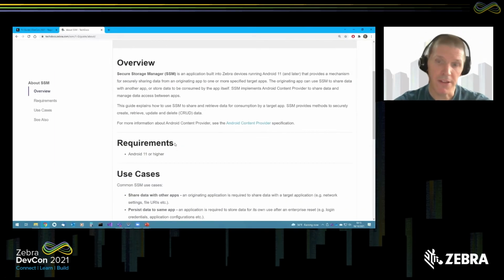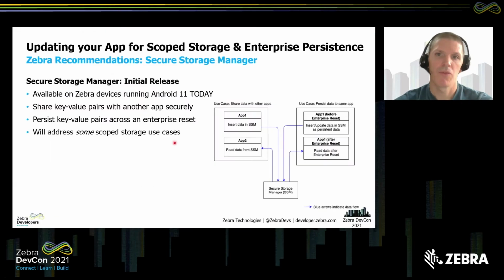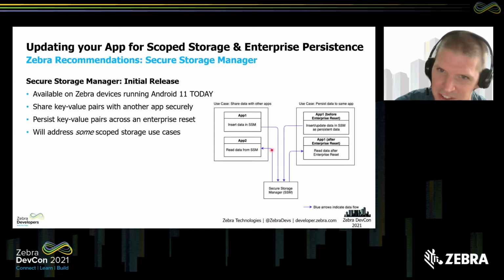What it is, is a method for storing and sharing name value pairs, key value pairs, and they can also be persisted across an enterprise reset. So this diagram I took from one of the engineering slides here, but you can imagine you have two applications, and I'm going to share data from one app to the other. It is just string data. It's not like a file that I can share at this point. We are looking into file sharing using SSM. I mentioned file sharing with SSM in my EMM talk, actually, for the EMM kind of use cases.